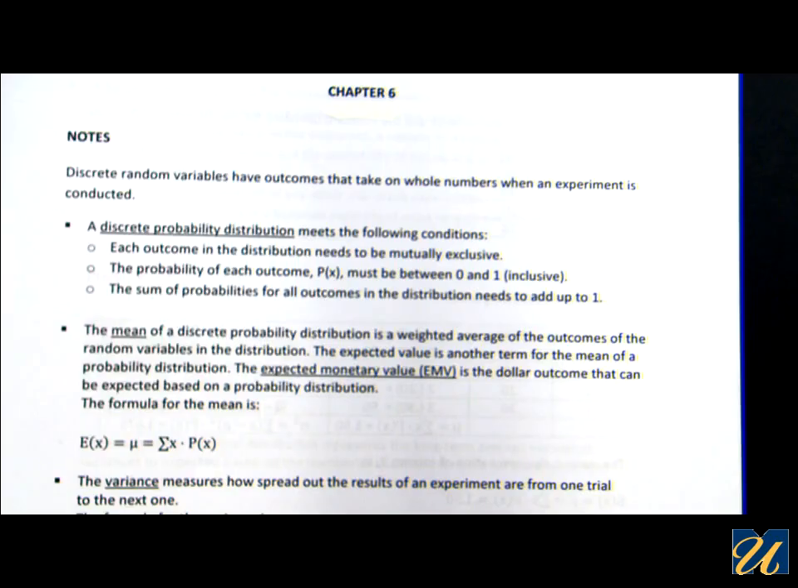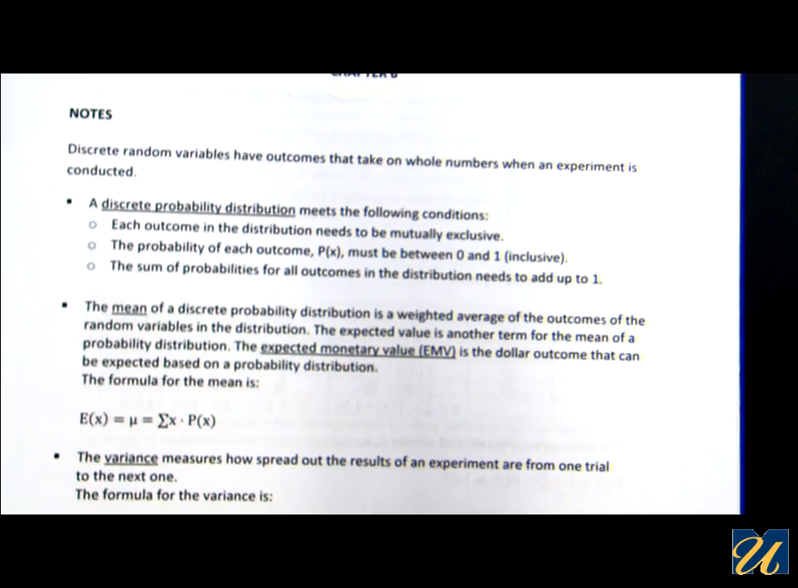Now, when we calculate the mean of a discrete probability distribution, we need to take into account that it's a weighted average of the outcomes of random variables in the distribution. The expected value is the same; it's another term used for the mean, for the average, so do not get confused when you are asked to calculate the expected value. It's the same thing as your average.